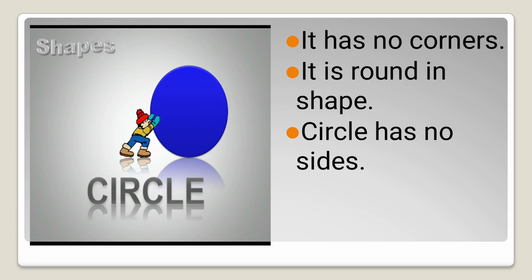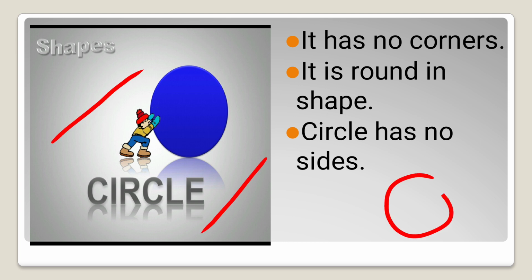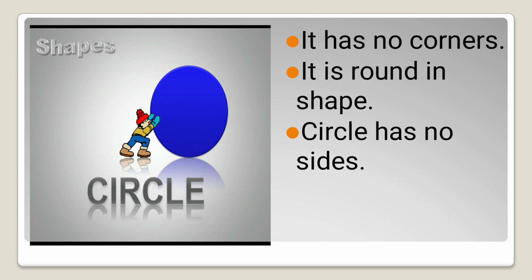The next shape is circle. So in a circle, there are no corners. It is round in shape and circle has no sides. So here you can see in a circle, there are no lines present like this. So it is made up of a curved line. So it is not having any corner. It is round in shape. So it has also no sides.